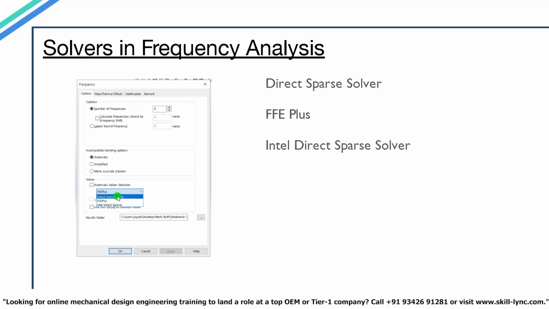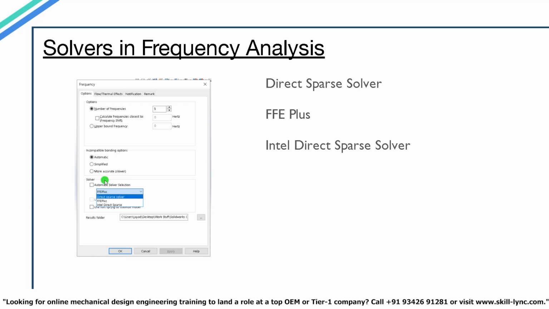They are the Direct Sparse solver, the FFEPlus, and the Intel Direct Sparse solver. Based on our simulation, we can either select them manually or click on the automatic solver selection checkbox to automatically choose them. How they work and the specifics behind the working of each of these solvers is beyond the scope of this video. What I'll do is give you a brief explanation as to where these solvers are used.